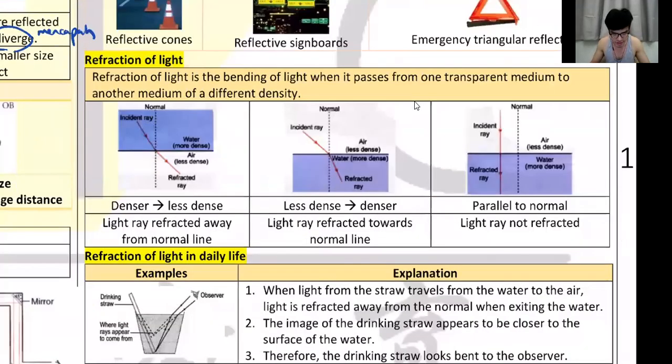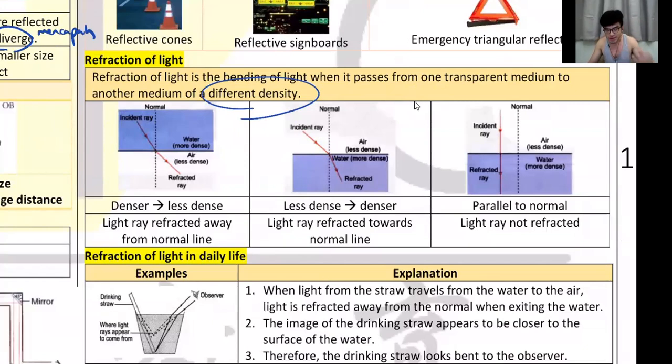All right, next, refraction of light. That's the bending of light. This is called pembiasan cahaya. It is when light passes from one transparent medium to another medium of different density. The key point here is different density. Ketumpatan yang berbeza.